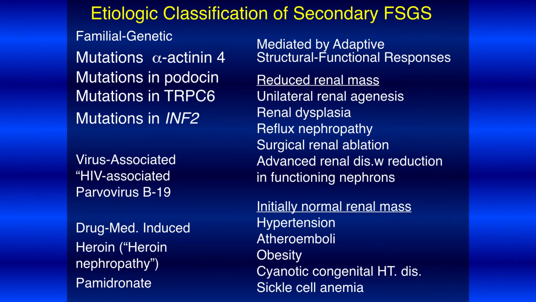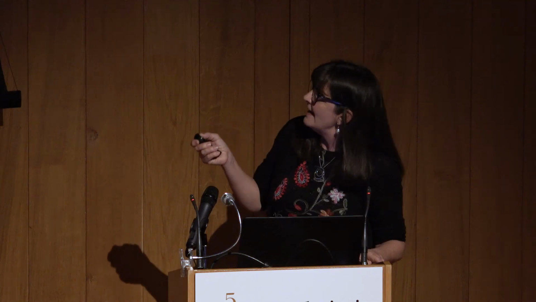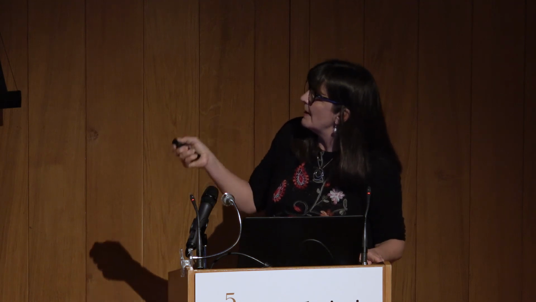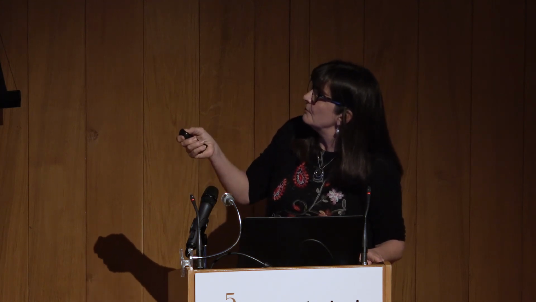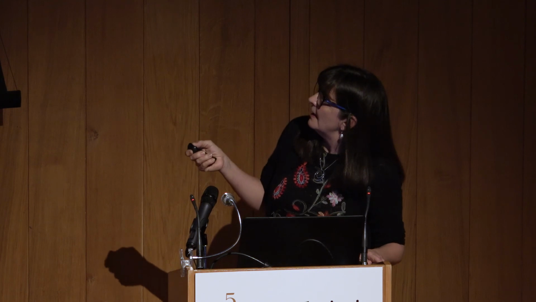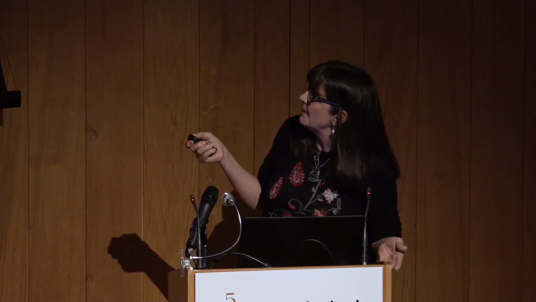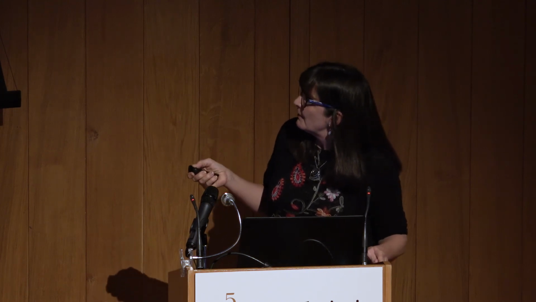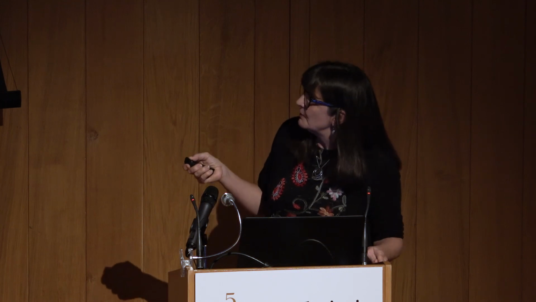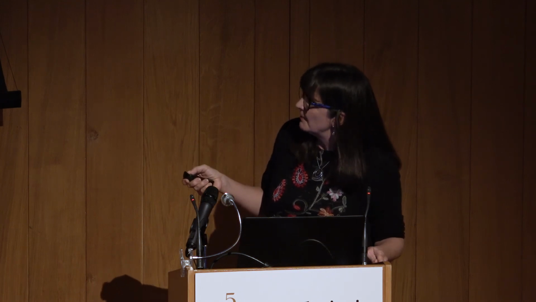And these are some of the causes of secondary FSGS. So we've got a whole host of genetic ones, and there's more than that now. There seems to be a new one every few months. It can be associated with viruses, with drugs, and anything that causes glomerular hypertension. So anything that reduces your renal mass, be it renal dysplasia, reflux nephropathy, or anything where you have an initial normal renal mass, but you've got intraglomerular hypertension, and the particular one here, obviously, is obesity.